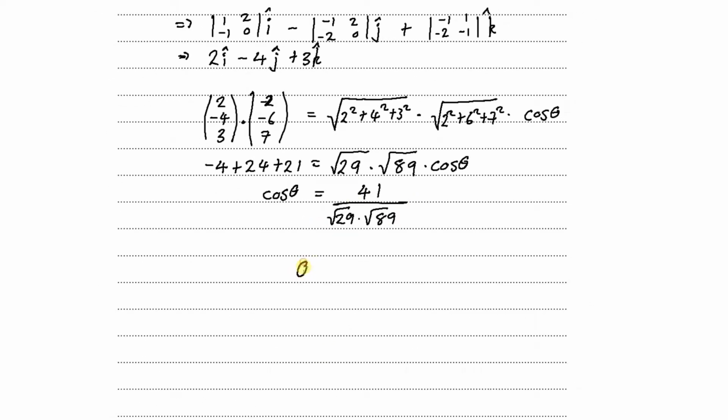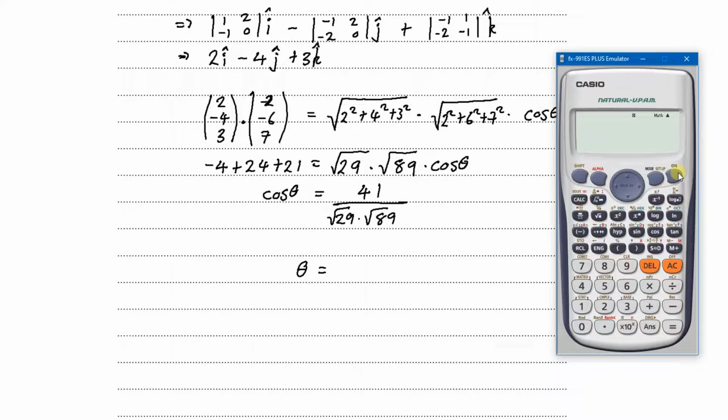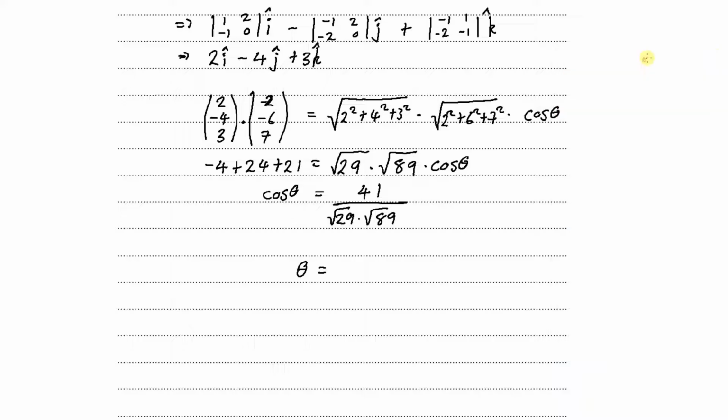So we'll be having theta is equal to, and we use the calculator, so that will be shift cos of 41 over root 29 times root of 89, and this gives us 36.2 degrees. So that's 36.2 degrees, and that's the answer right here.